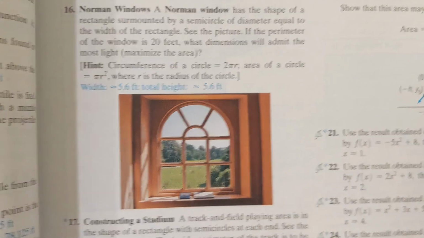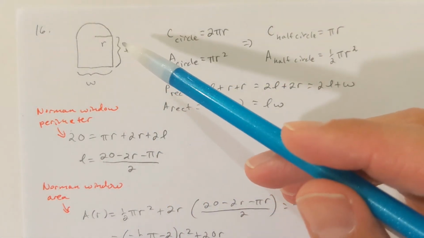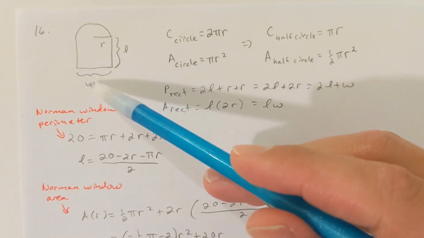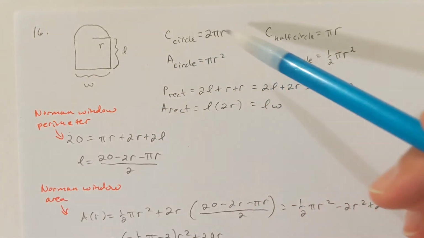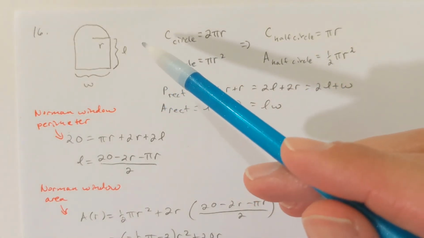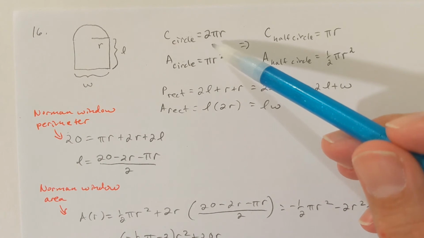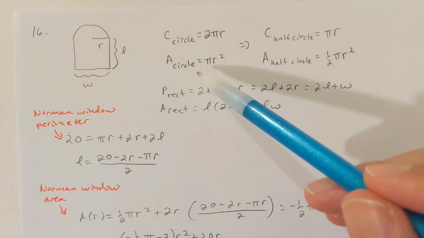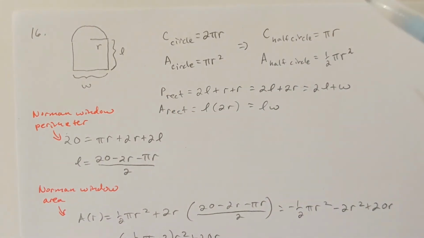Okay, so here's a picture of a Norman window. I got that drawn. The area of the rectangle is W times L, and the area of the circle is pi times 1/2 pi r squared. Okay, so I've got the circle, the circumference 2 pi r, and the circumference of half the circle is pi times r. Area of a circle is pi times radius squared. Area of half the circle is 1/2 pi times the radius squared.